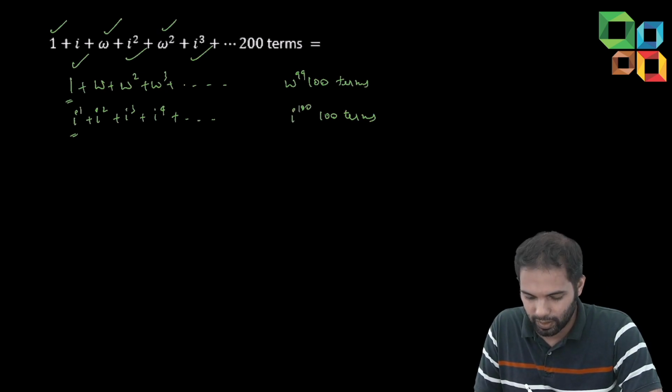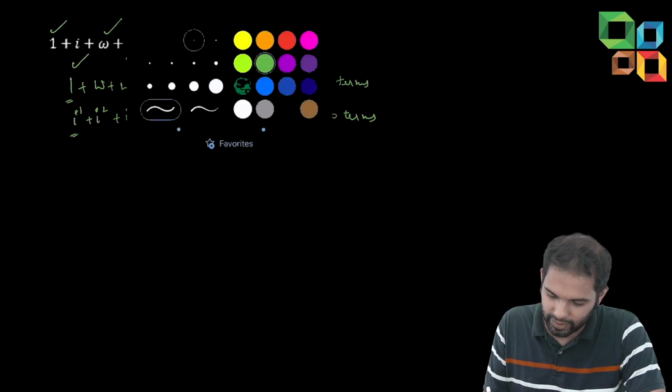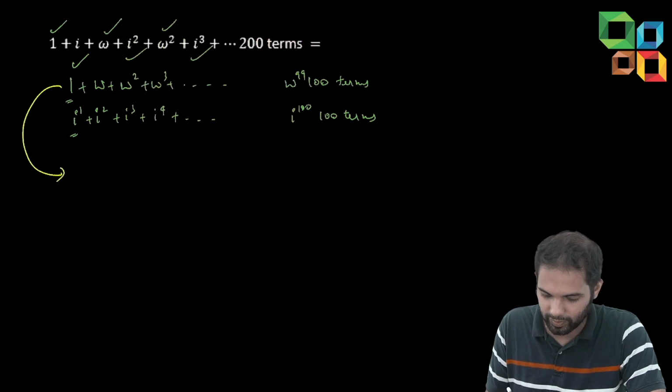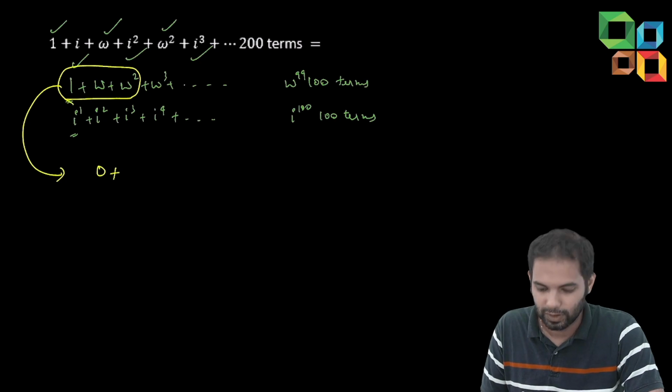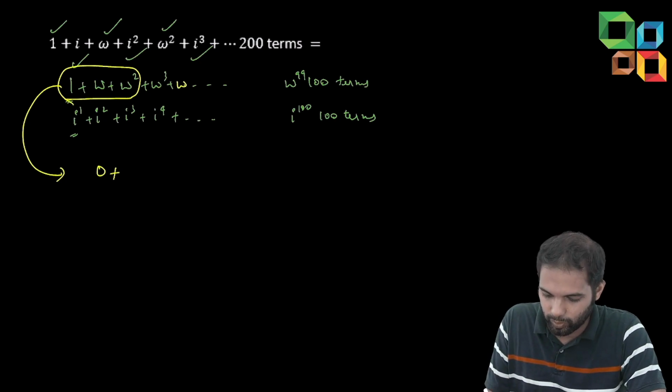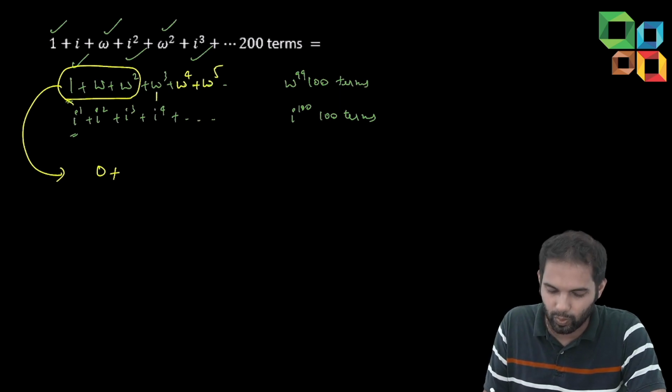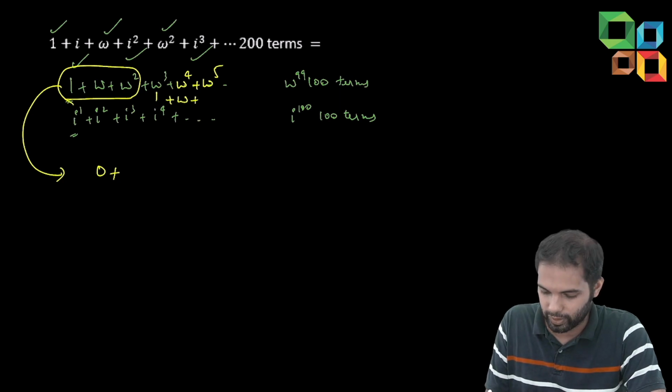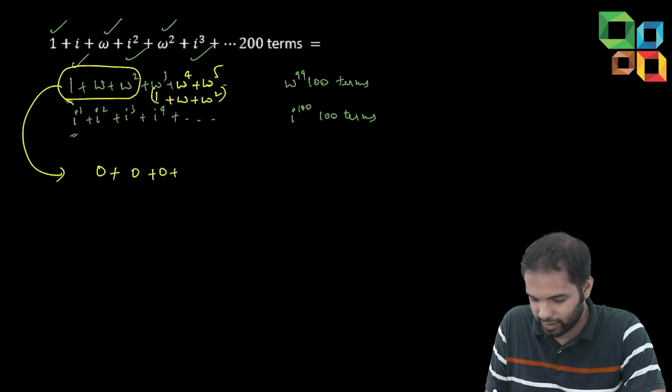Fine. Now let's try to simplify. Let me take this first expression here. What is 1 plus omega plus omega square? We know it's 0. Next three terms: omega cube, omega power 4, omega power 5. What is omega cube? 1. What is omega power 4? Omega. Omega power 5, omega square. Again, this sum is the same. Can you see we're going to get continuous zeros?